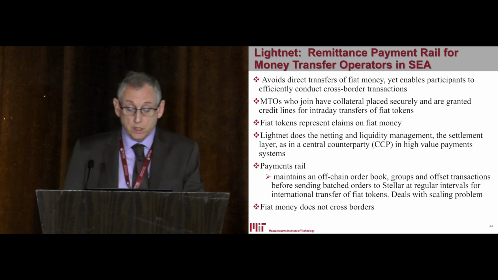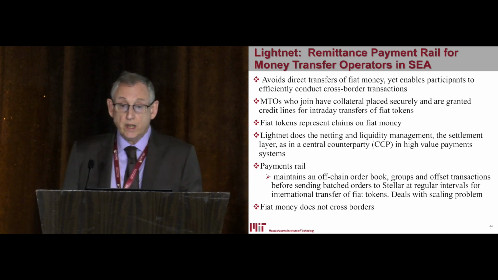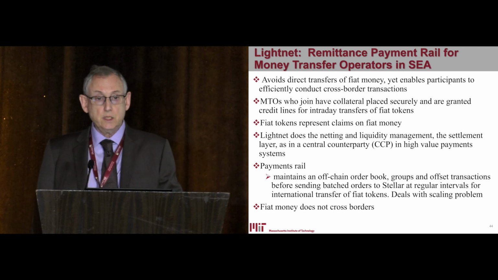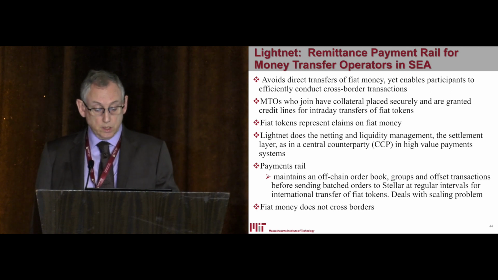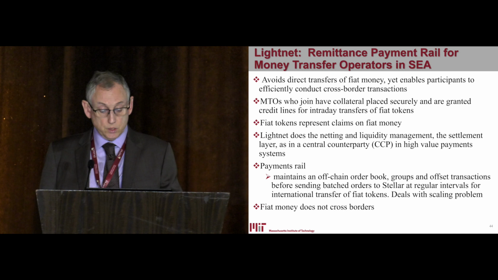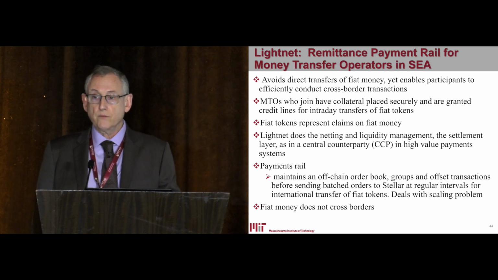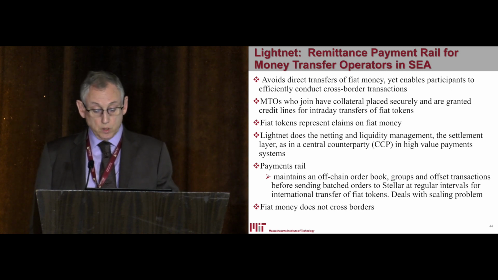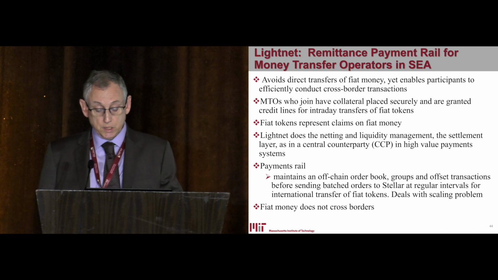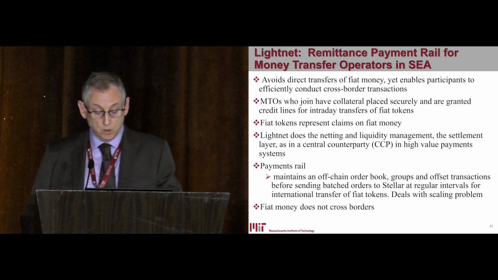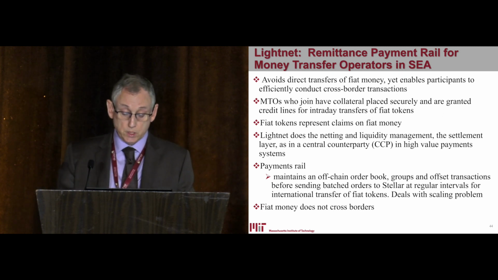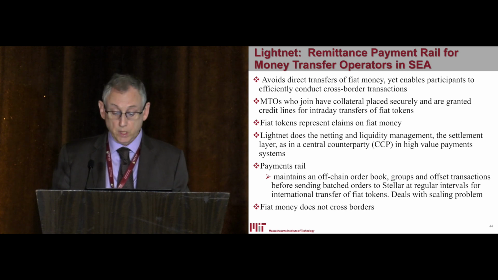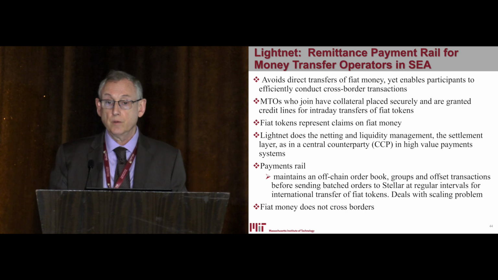LightNet does this netting and liquidity management very much the way we see settlement layers in high-value central counterparty systems. And likewise, stuff goes on off-chain. Orders are grouped together before sending them off as a batch to Stellar, which has this pre-existing system I mentioned for international fiat transfers. Fiat money never crosses the border.